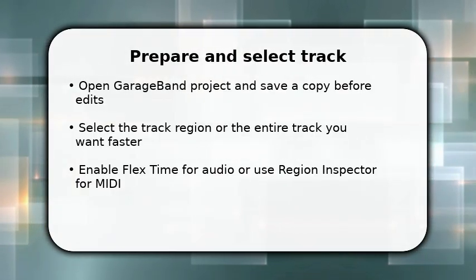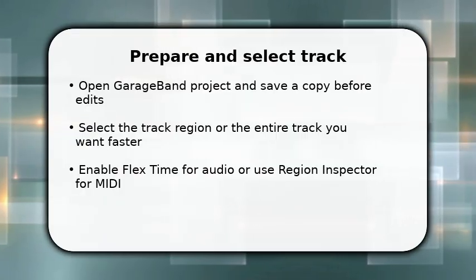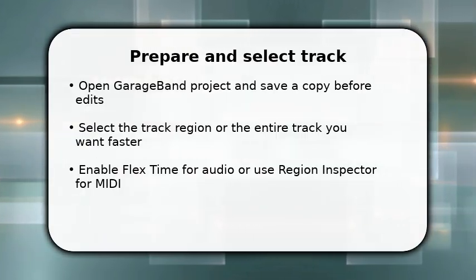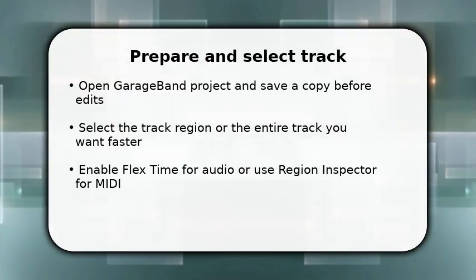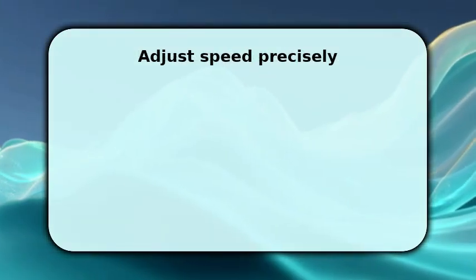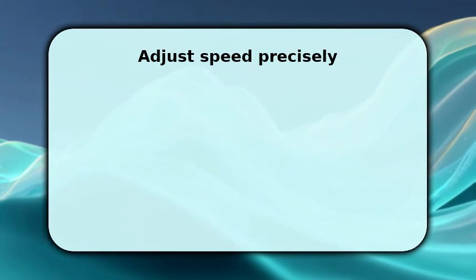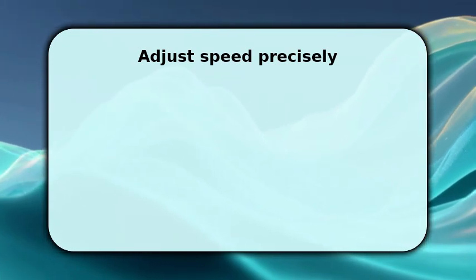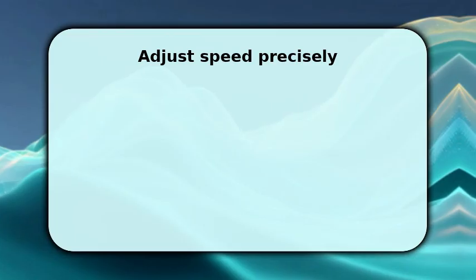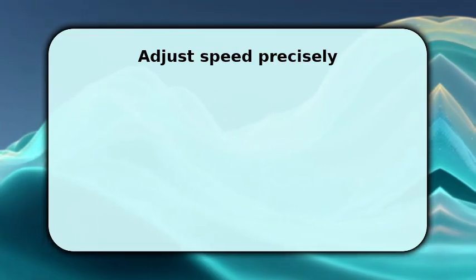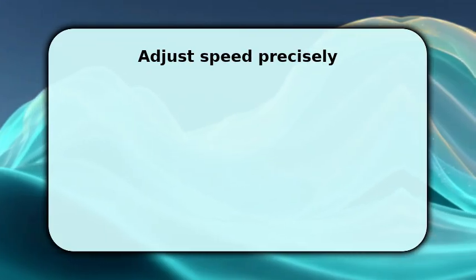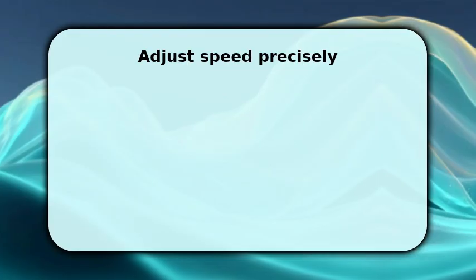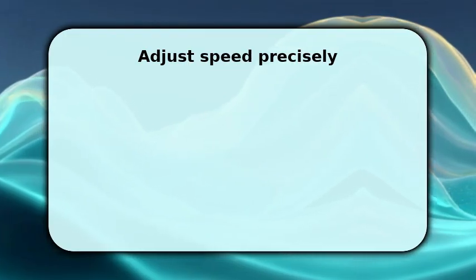Once done, decide whether you need uniform speed for the whole track or just a segment, because that determines whether you edit the region or the project tempo. You now perform the change. For audio, select flex time and use the speed parameter or enable varaspeed to adjust tempo globally, because flex preserves pitch while altering timing. For MIDI, change the BPM in the transport bar or compress the region length while holding Option to retain timing relationships.